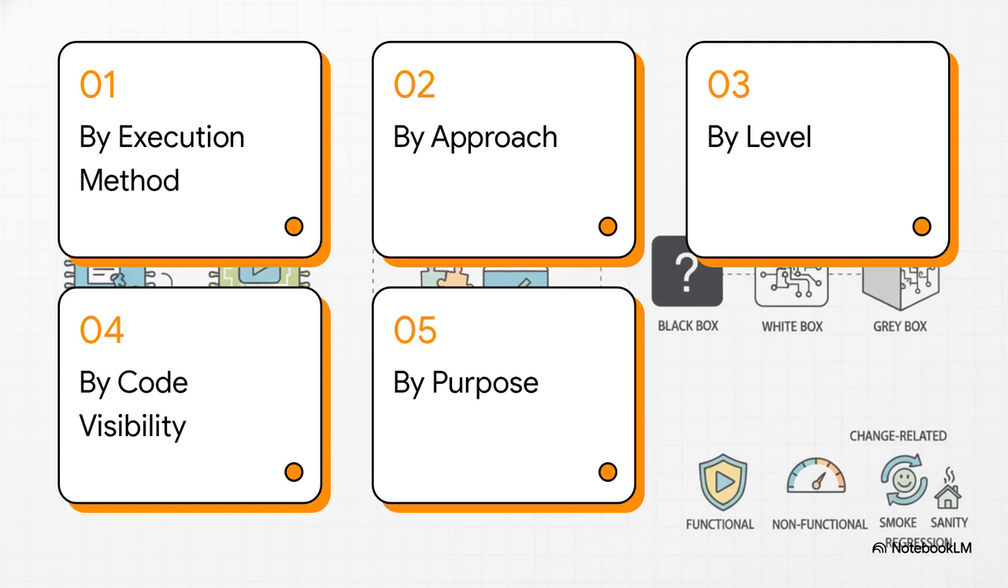Now, the key thing to remember is that these aren't separate types you choose from. They're more like overlapping layers that describe any test you might do. We're just going to ask 5 simple questions. Is a human or a machine doing it? Are we reading the blueprints? Are we driving the car? Are we testing a single tiny screw or the whole machine? Can we see inside the engine? And finally, what exactly are we trying to prove with this test?